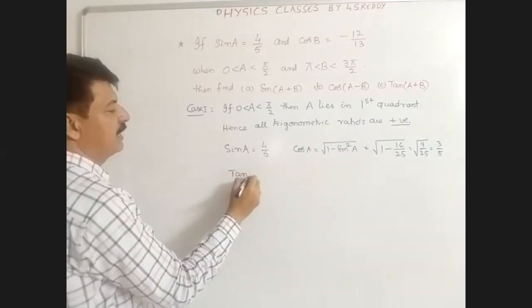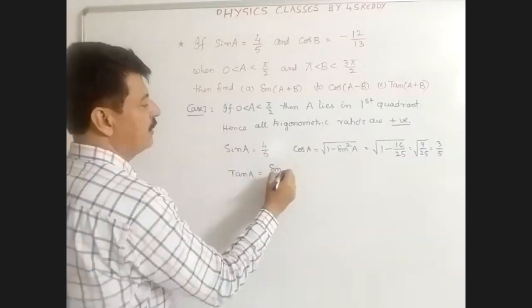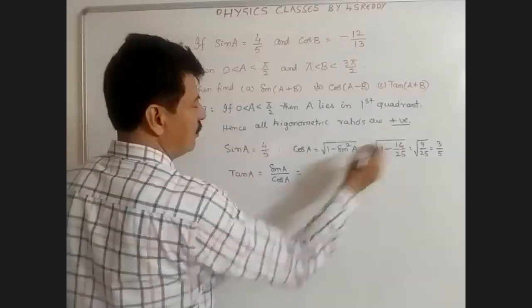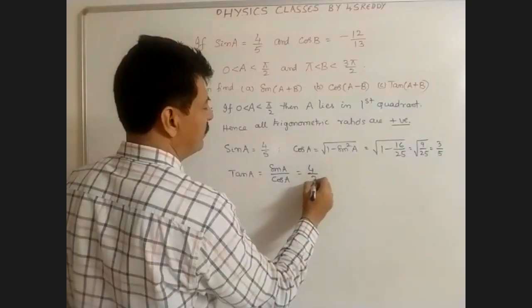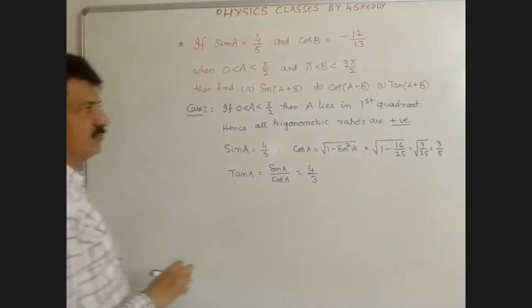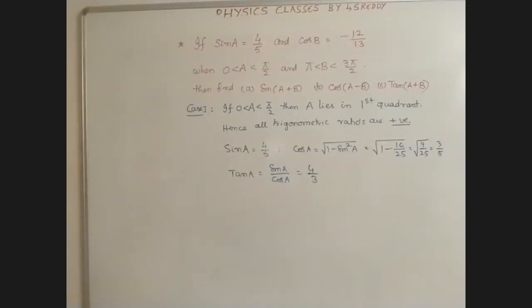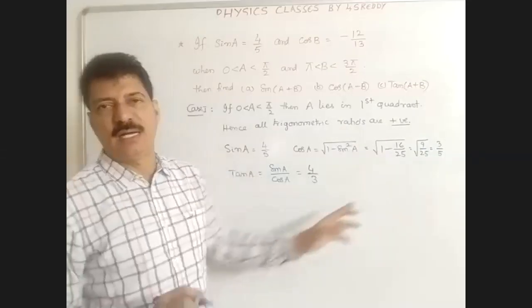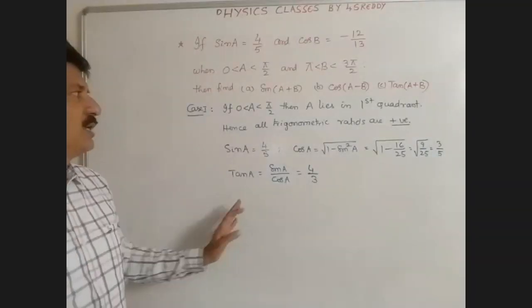So, sin A is 4 by 5 and cos A is 3 by 5. Therefore, tan A becomes sin A by cos A, that is 4 by 5 divided by 3 by 5, which is 4 by 3. Sin A is already obtained, cos A is obtained, and tan A is also obtained.